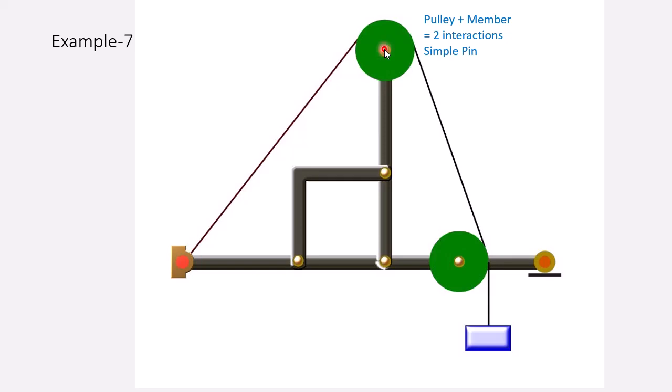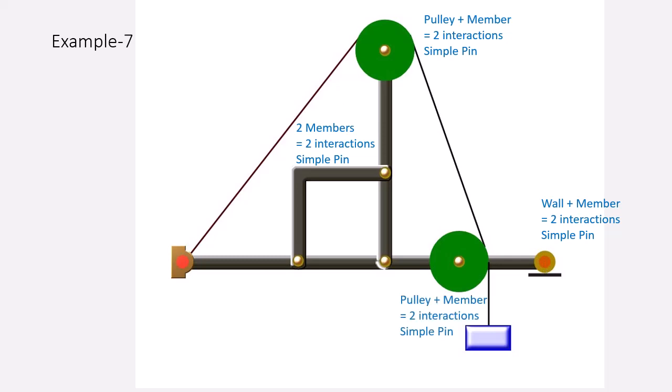Pulley and a member, two interactions, simple pin. Two members, two interactions, simple pin. Wall and member, simple pin. Pulley and member, simple pin. Two members, simple pin.